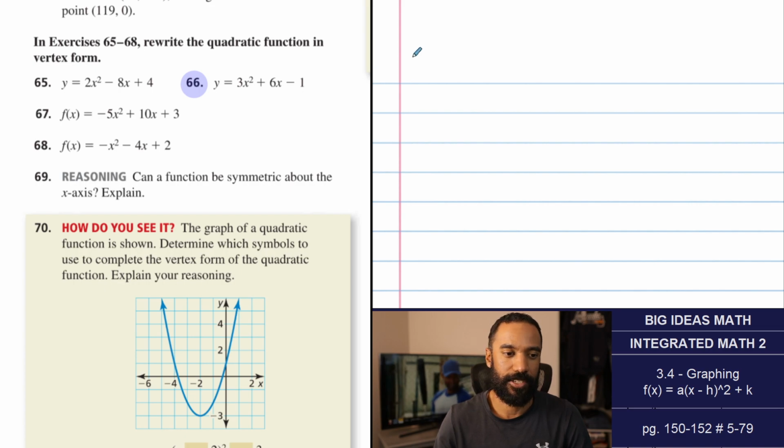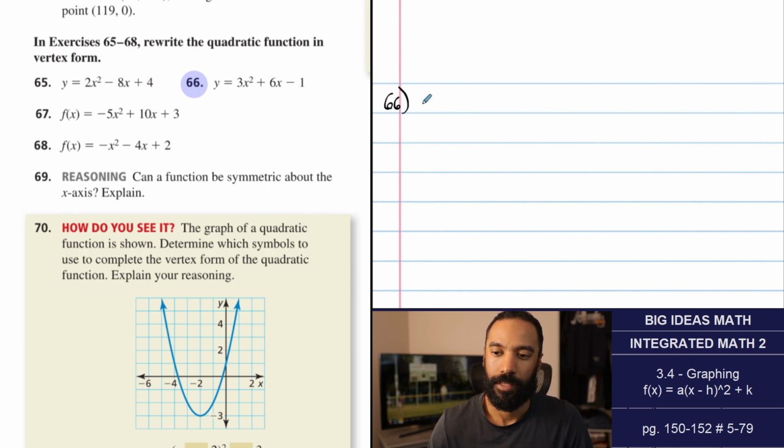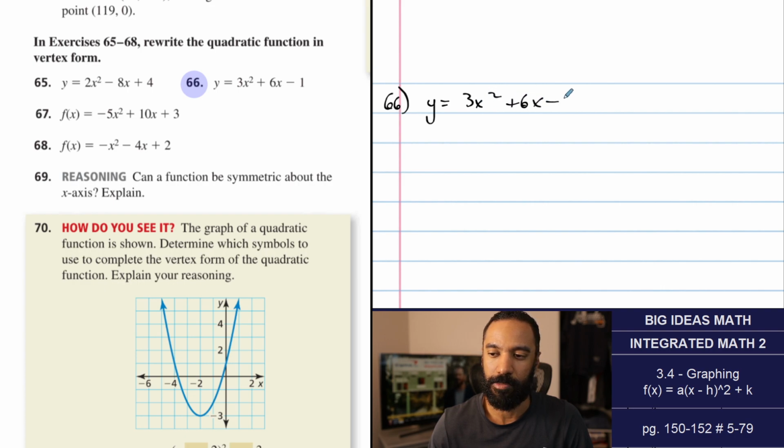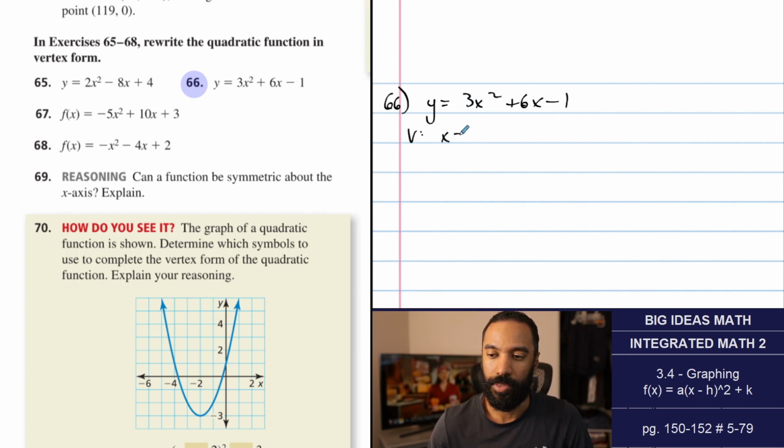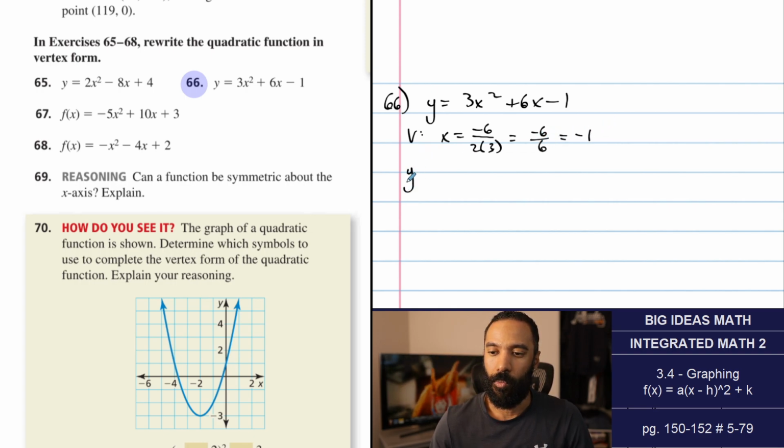Number 66. Y equals 3x squared plus 6x minus 1. Let's go ahead and find the x value, the vertex first, given that a is going to be 3, right? So the x value is negative b, negative 6 over 2a. That's negative 6 over 6, which is negative 1.